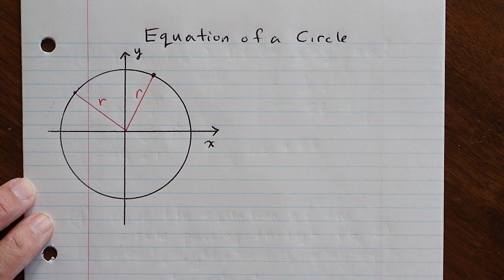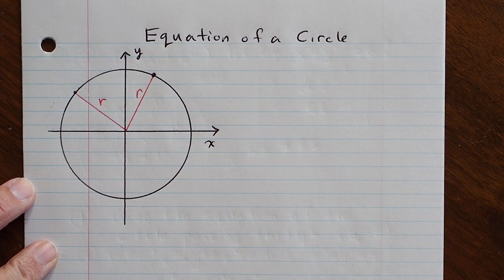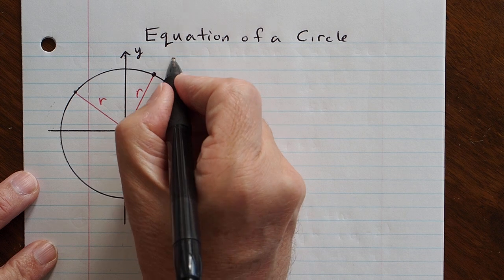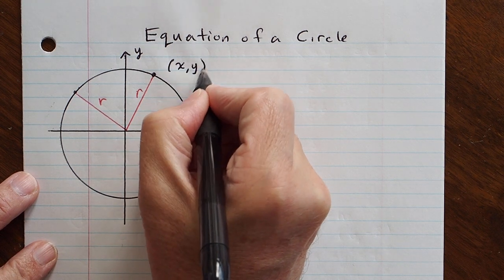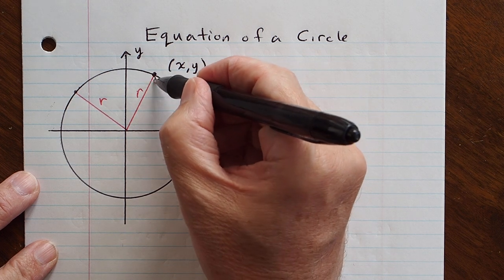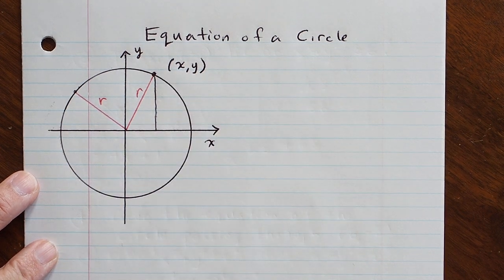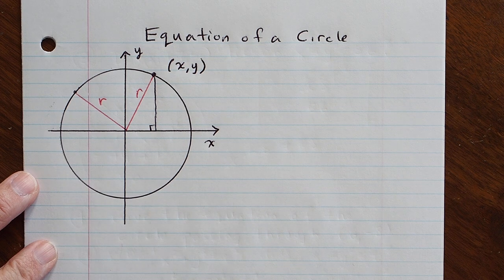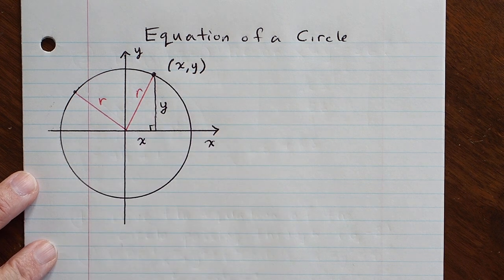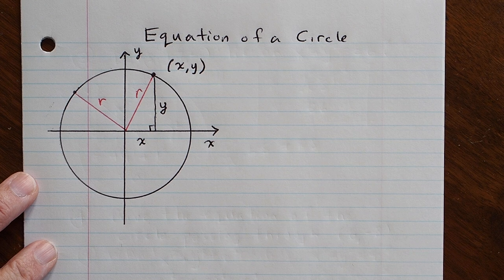Welcome to this video on the equation of a circle centered at the origin with radius r. To find the equation of the circle, let's just look at a typical point which lies on the circle. From that point, I can drop a perpendicular down to the x-axis. That creates a right-angled triangle. This distance is x and this distance is y. This right-angled triangle is available to you no matter where on the circle you draw your point.